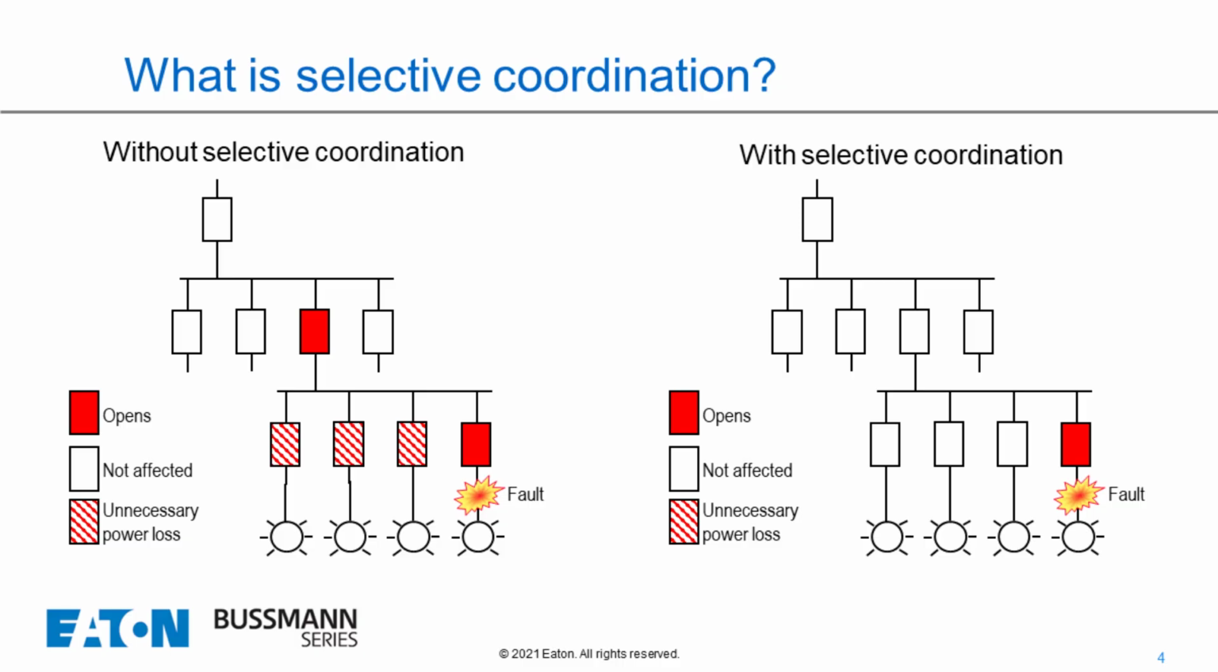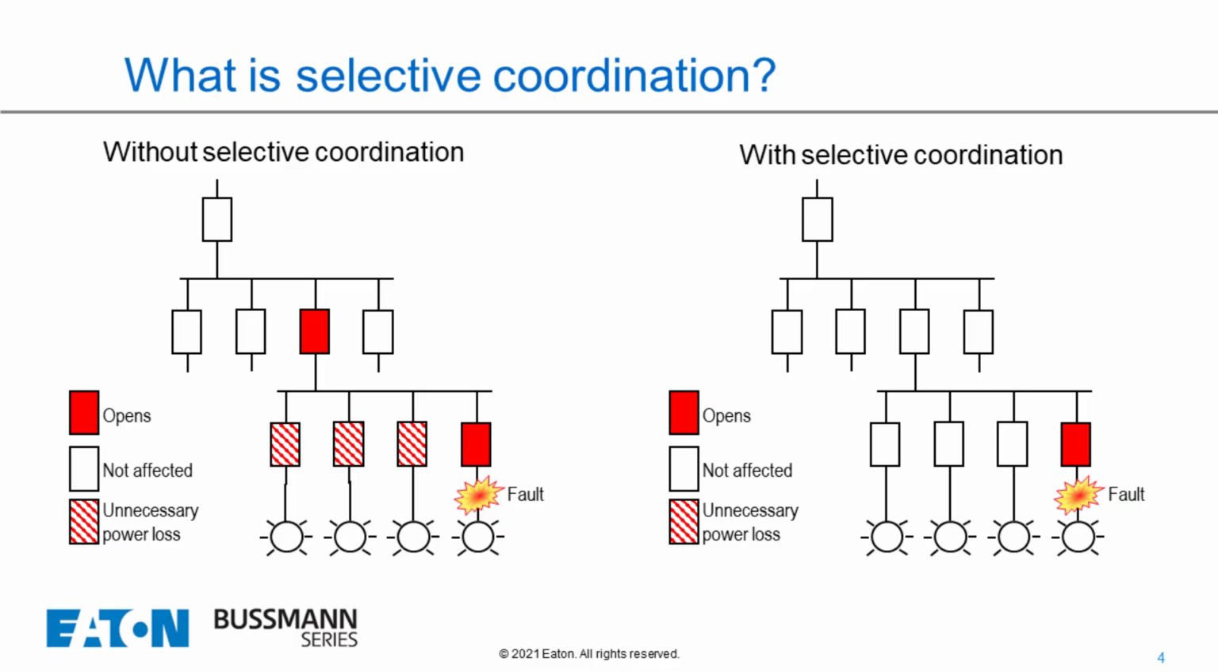What is selective coordination? As you can see in the two diagrams, on the left side, this is without selective coordination. The fault occurs at the right lighting panel or light ballast itself, and it knocks out that one panel, but then it goes up to that second panel. When it goes up to that second panel that feeds all the other lighting panels, now we have a blackout. This is in violation of the National Electrical Code, and so we need to comply with that. So this is lack of selective coordination on the left-hand side.